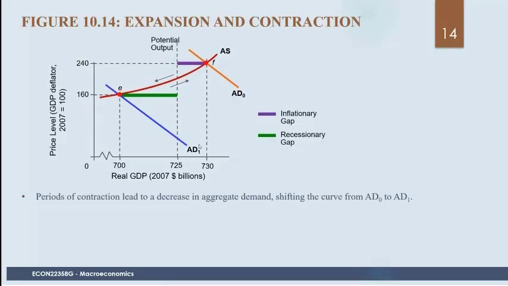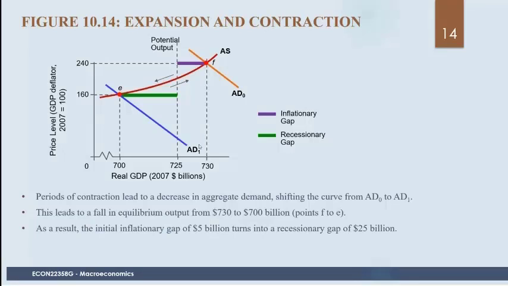Okay, so here it says periods of contraction lead to a decrease in aggregate demand, shifting the aggregate demand curve from AD0 to AD1. So in this diagram, they're saying we were initially at, say, point F, and then something happened to cause aggregate demand to fall a lot, and we ended up at point E. So that leads to a fall in equilibrium output from 730 to 700, and as a result, the initial inflationary gap of 5 billion turns into a recessionary gap of 25 billion.